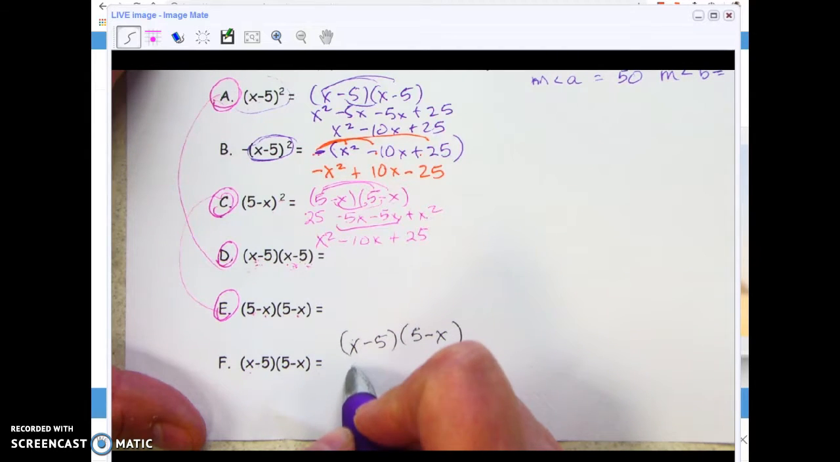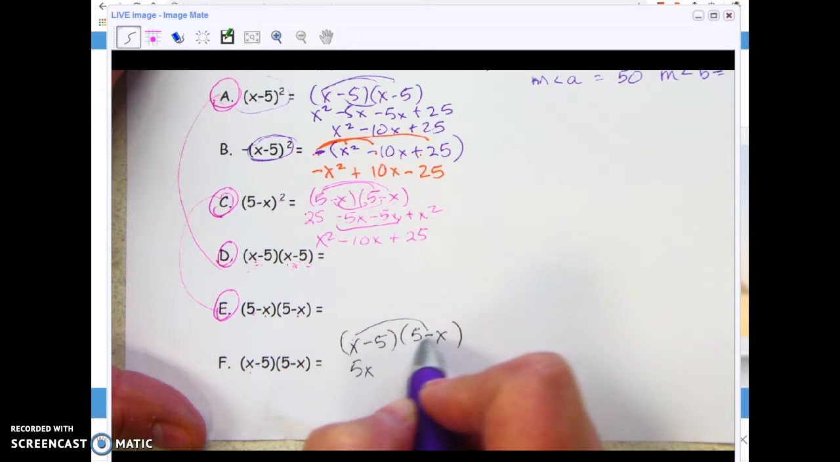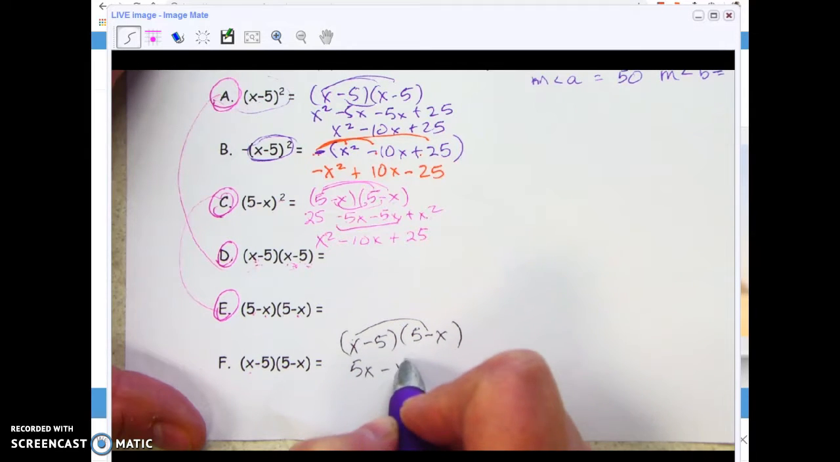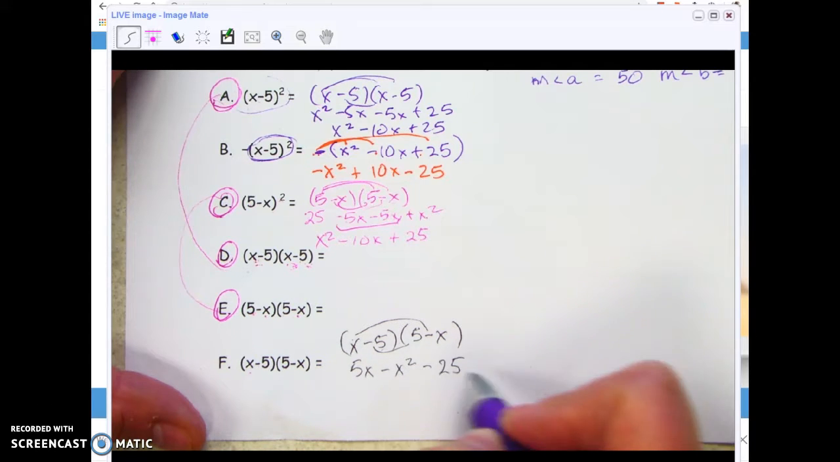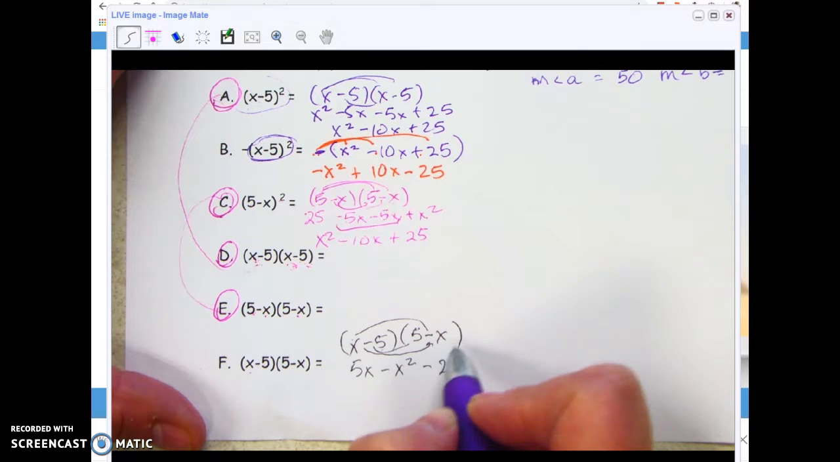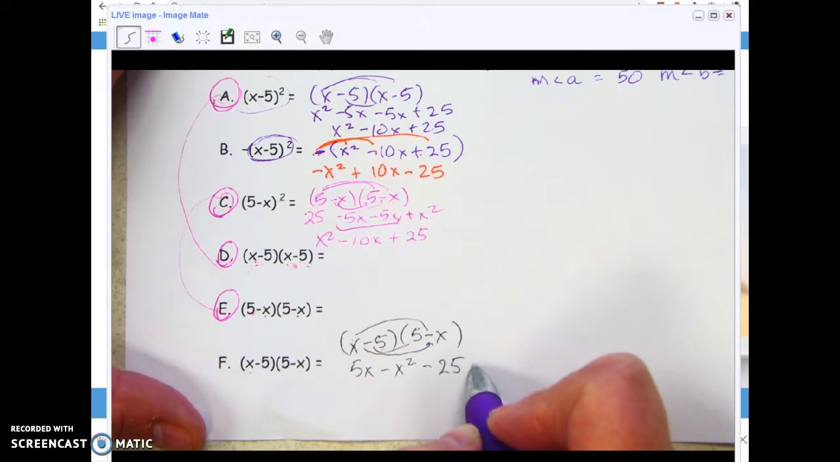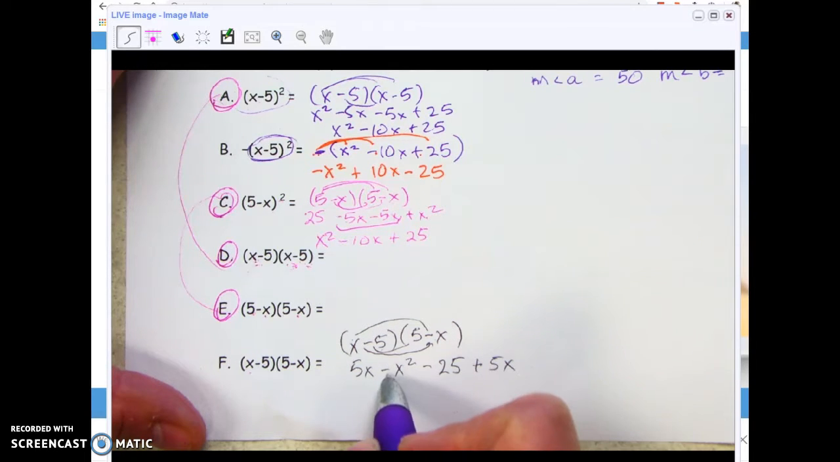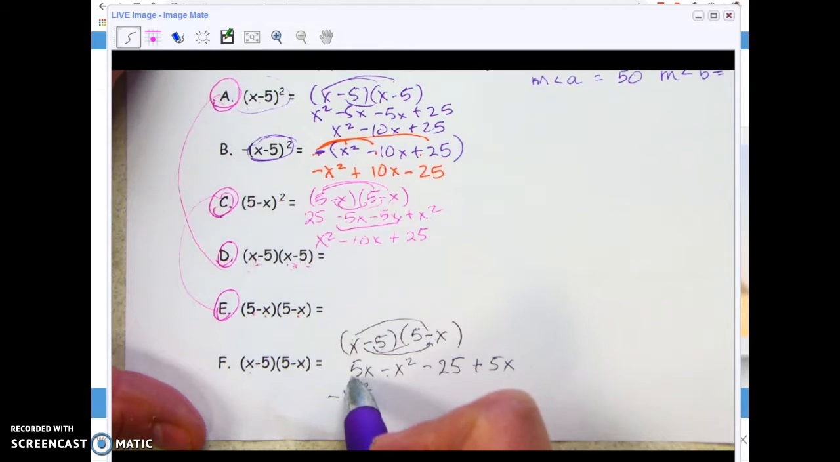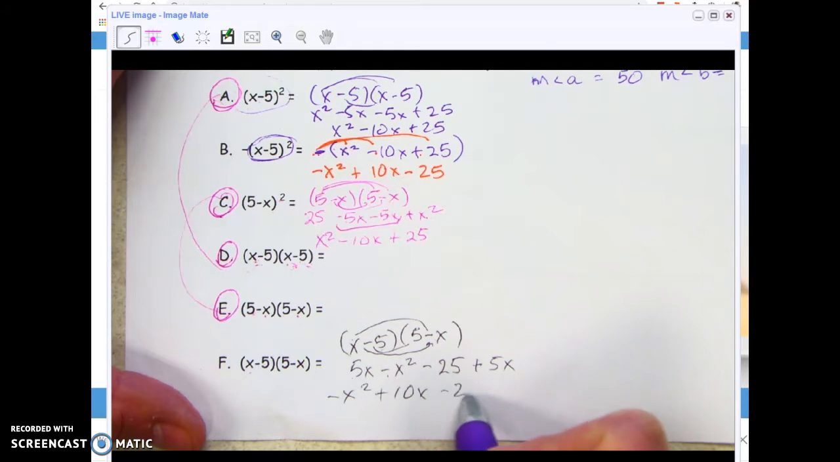x times 5 is going to be 5x. x times negative x is going to be negative x squared. Negative 5 times 5 is going to give me negative 25. And then negative 5 times negative x is going to give me, negative times negative, positive 5x. Okay, that is completely out of order, but I'm going to see what I got when I put it into order. This goes first. Negative x squared. What comes next, I've combined this and this. Plus 10x. And then minus 25.